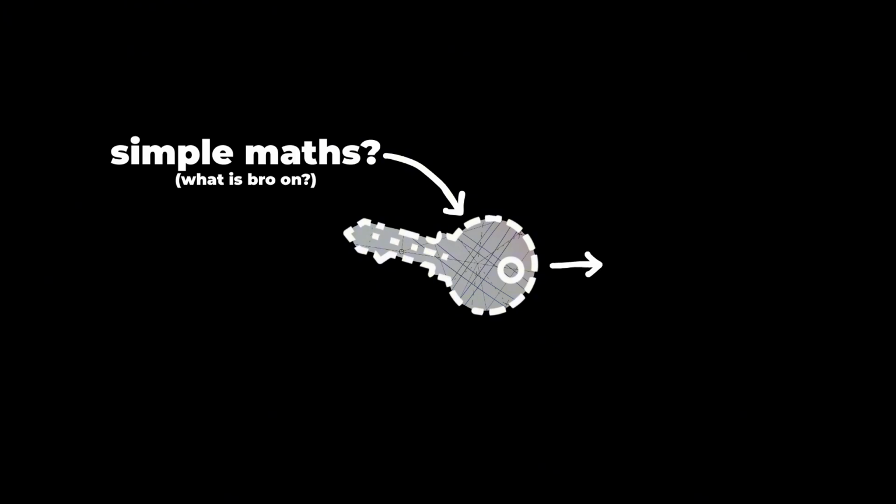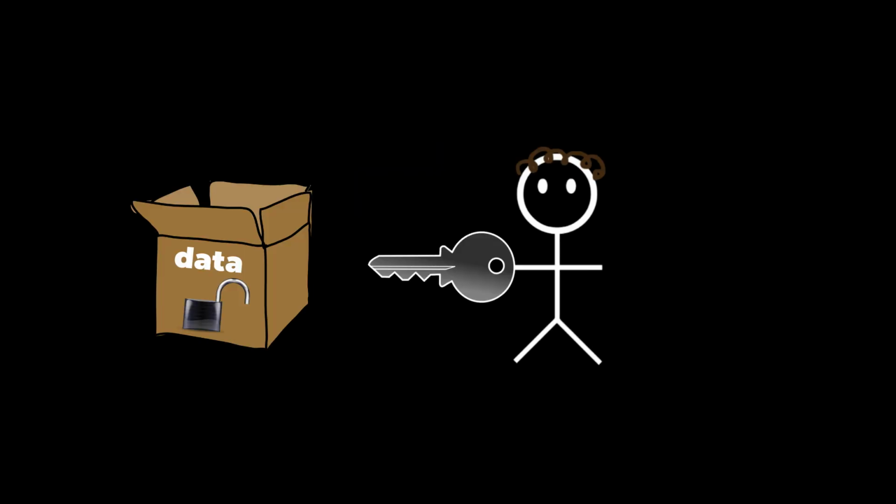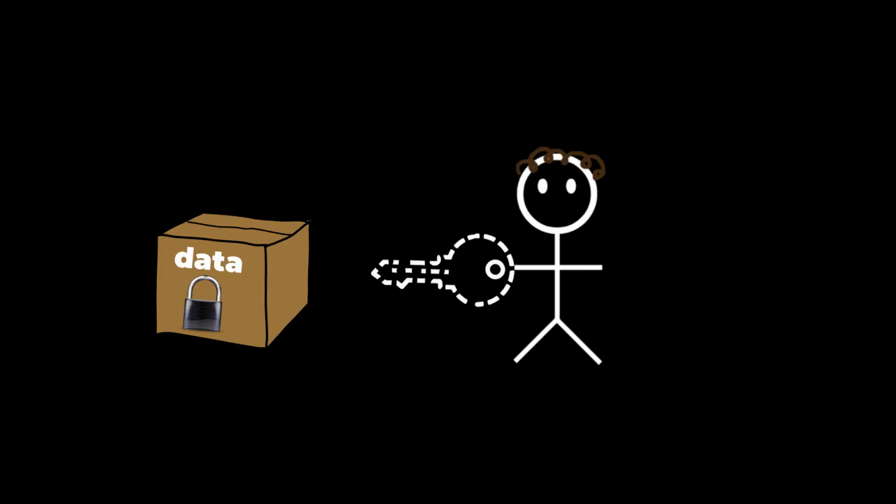So why so dramatic? Because if we take that secret key and throw in some simple maths, we get a public key. There's a catch though. This maths only goes one way. You can't go backwards, okay? Good. The public key is used to lock data, which only the secret key can unlock.